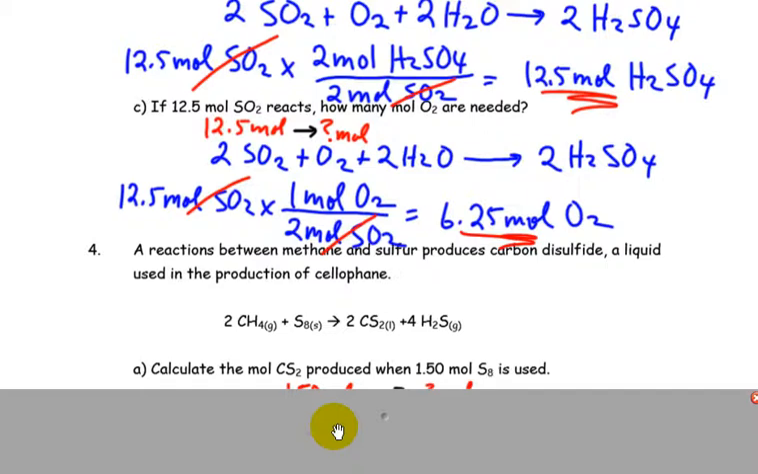Letter A. Calculate the moles of CS2 produced when 1.5 moles of sulfur is used. See if you can figure that out. Maybe pause the video, write down what you know over top of the equation, and see if you can work it out by setting up the correct mole ratio and getting the answer. So pause the video now.